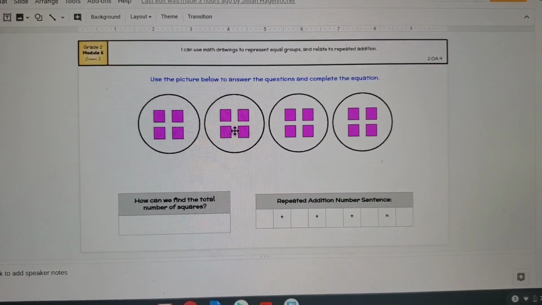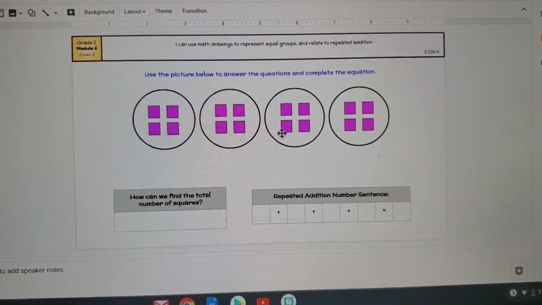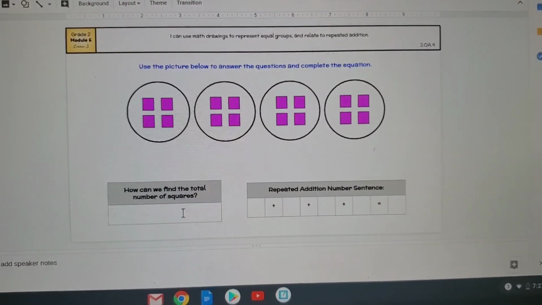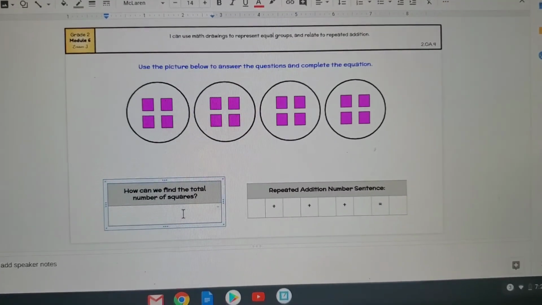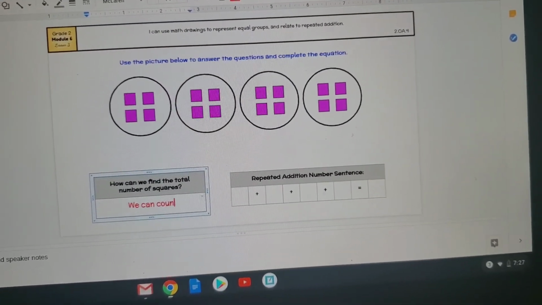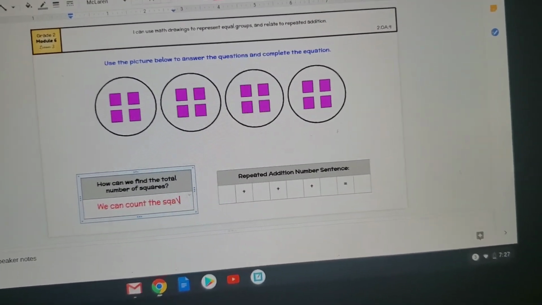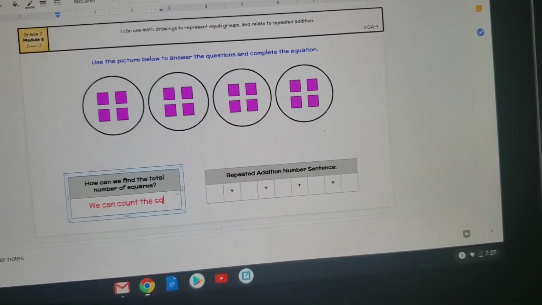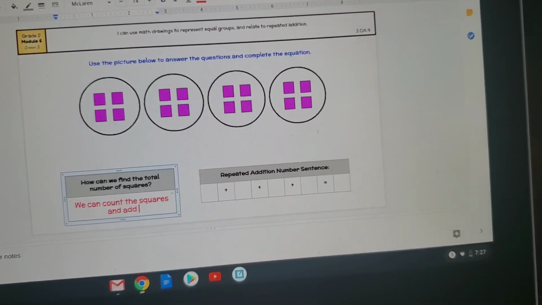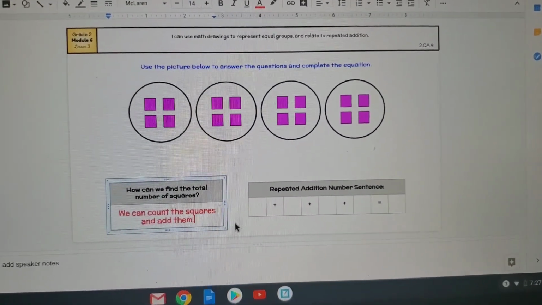I can see that there are 4 groups of 4 pink squares in each group. How can we find the total number of squares? We can count the squares, and add them, right? We can count them and add them.